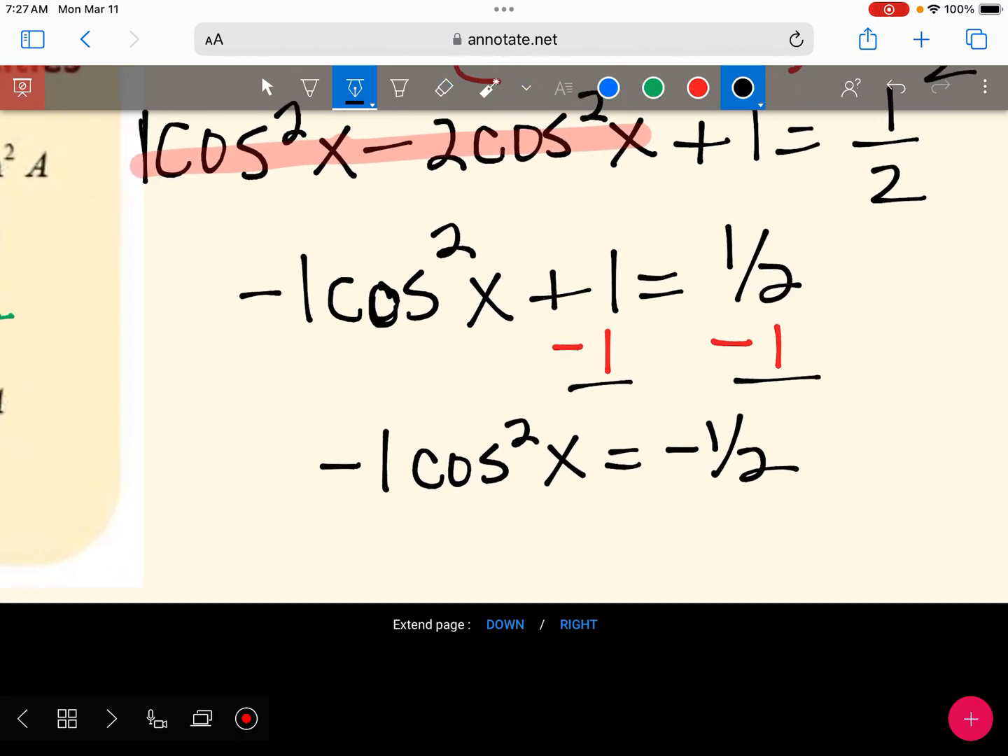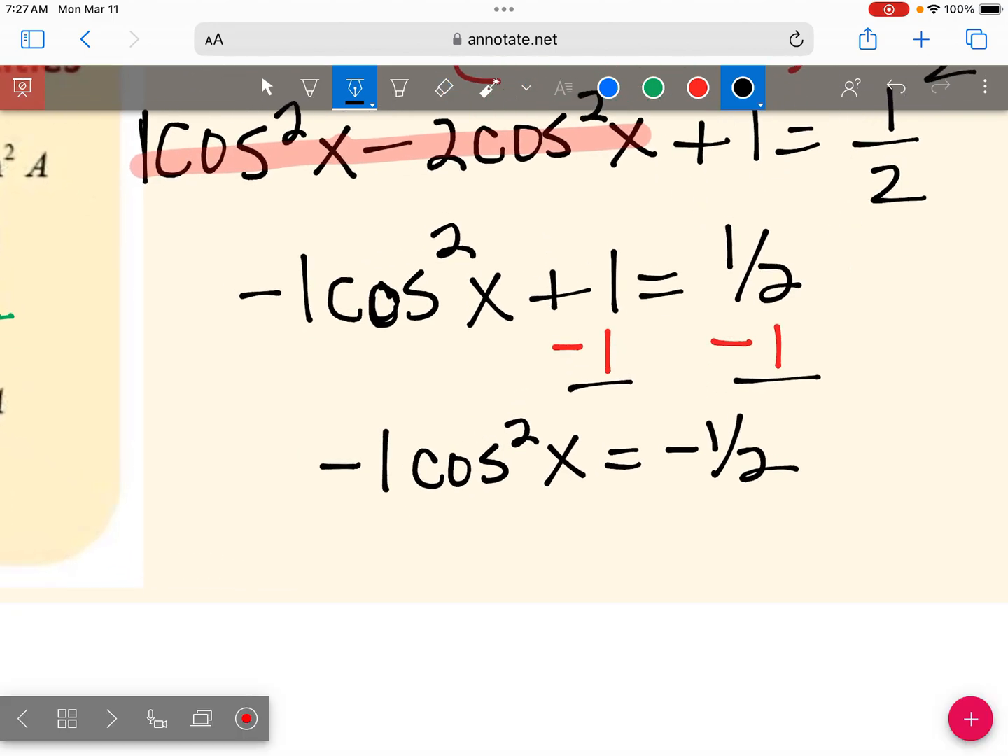And 1/2 minus 1 is -1/2. And then we're dividing by -1, which is going to give me cosine squared equals +1/2. And what do you think I'm going to do next? Square root.